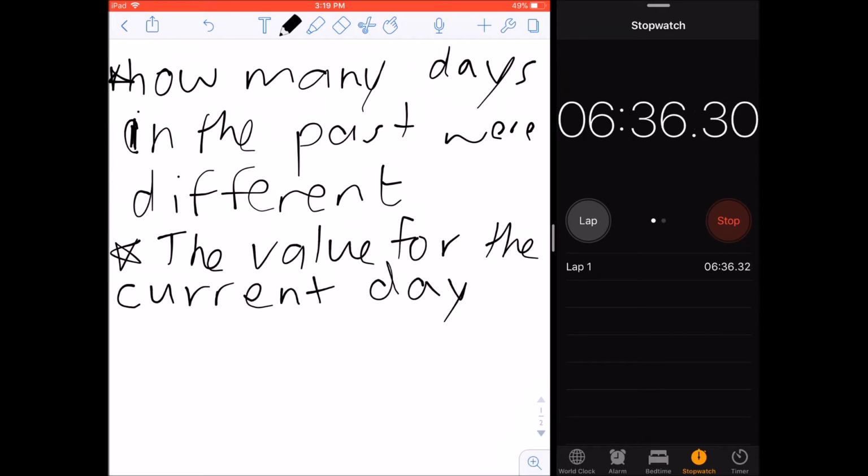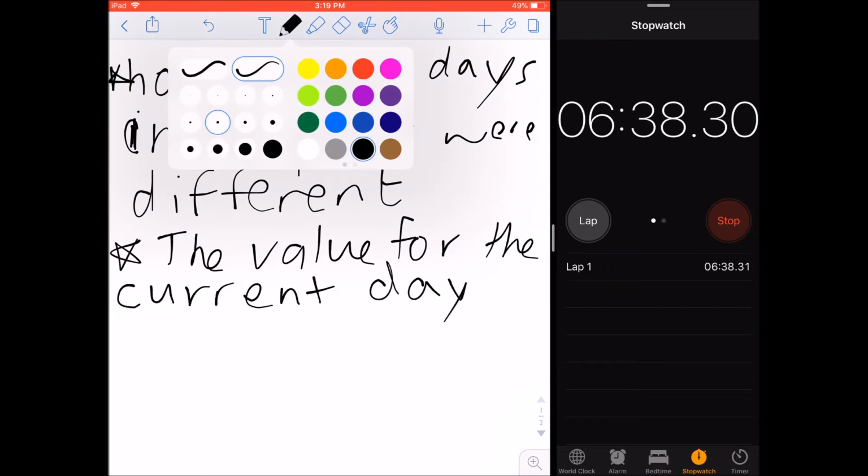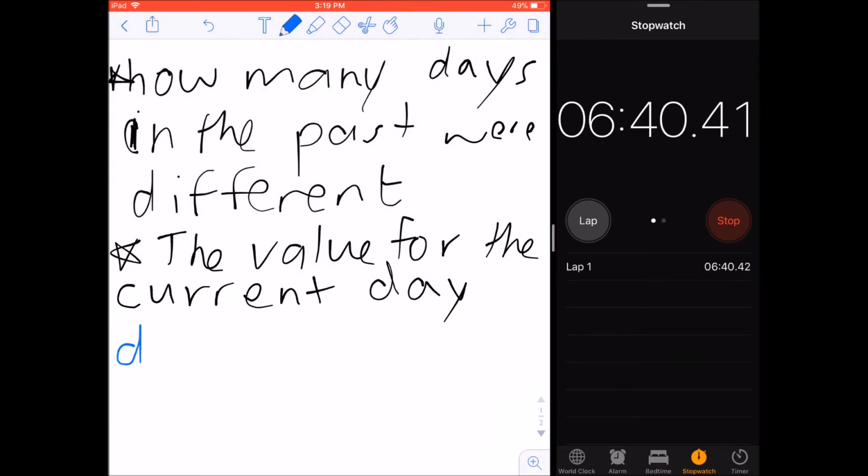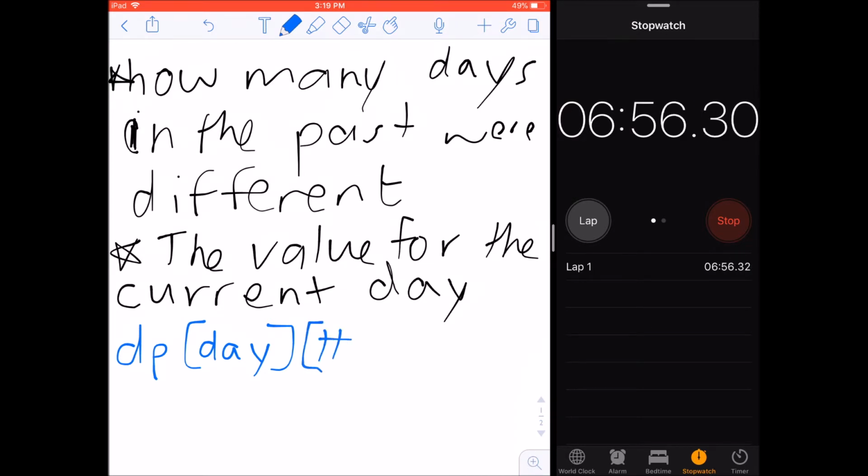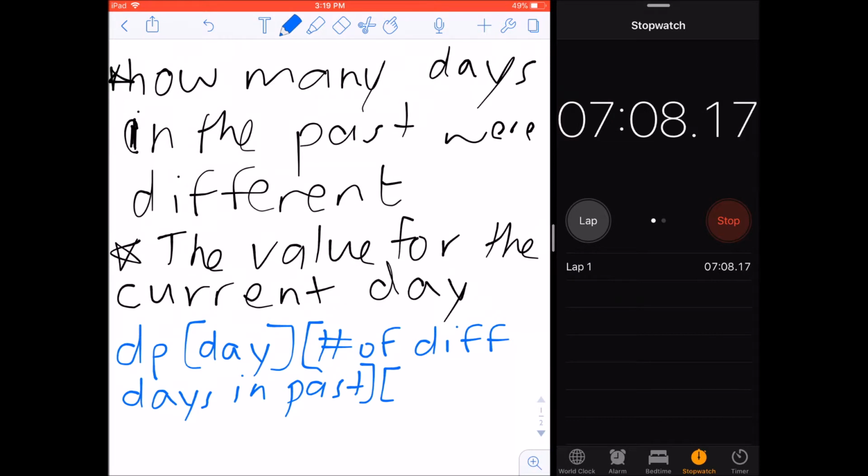So now this looks like a solution of DP, the current day, and from the day we can look at what the day is supposed to be to see if it's the same or different as the value for the current day, number of different days in the past, and the value for the current day. Sorry, the screen's kind of small, but I think it'll do.